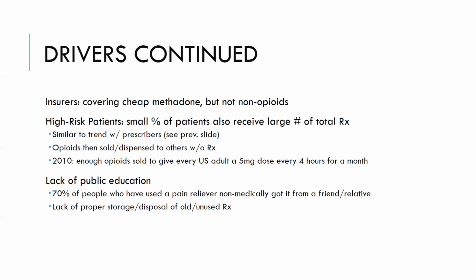As of 2010, enough opioids were sold to give every United States adult a 5 milligram dose every 4 hours for a month, which is a staggering number. And this is just kind of legal through the pharmacy opioids. This is not including street drugs, which people typically end up transitioning to eventually because they're cheaper and easier to access than medications like Oxycontin.